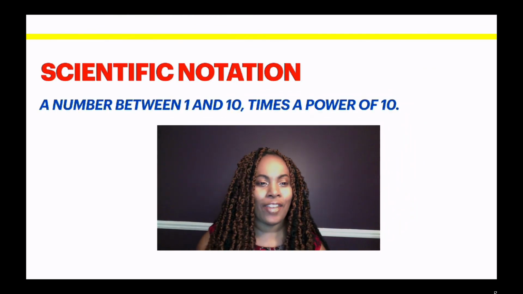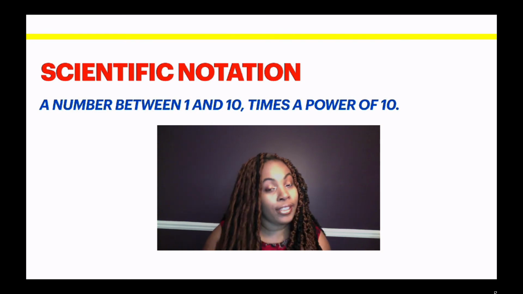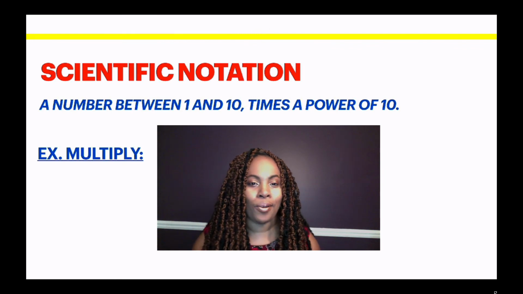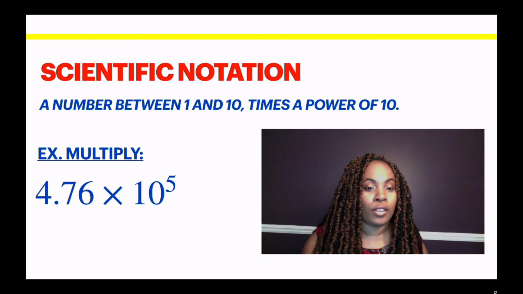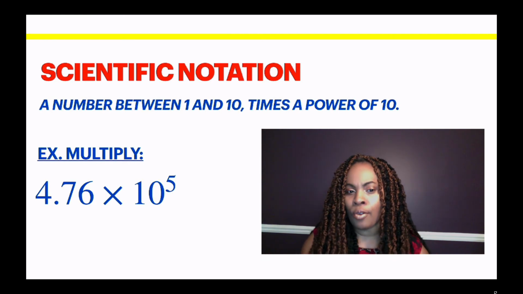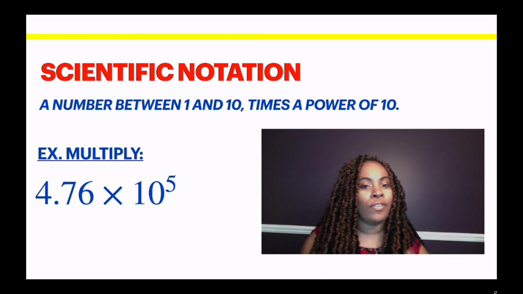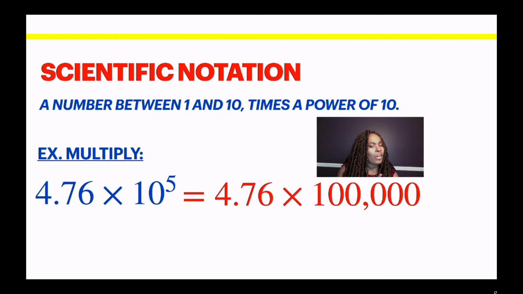Now, scientific notation is the number between 1 and 10 times the power of 10. Let me give you an example. We're going to multiply 4 76/100 times 10 to the 5th power. Now, we know that 10 to the 5th power, after we've done exponents, is really the number expanded with 5 zeros, right? That's the amount of zeros that we have. So that's 100,000. So in other words, we're doing 4 76/100 times 100,000.